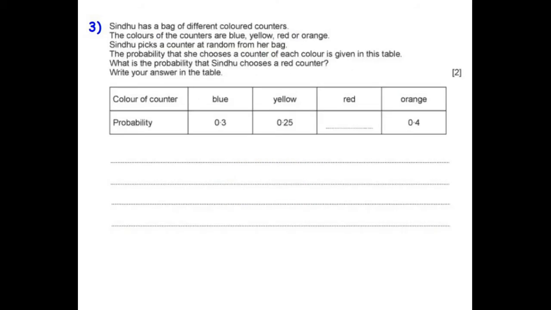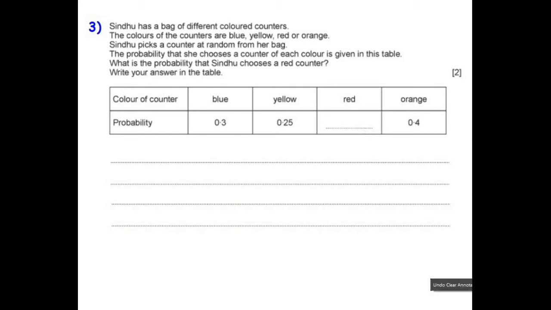Sindhu has a bag of different coloured counters. The colours of the counters are blue, yellow, red or orange. Sindhu picks a counter at random from her bag, and the probability that she chooses a counter of each colour is given in this table. What is the probability that she chooses a red counter? Write it down in the table. So our answer's got to go here. It's got to be in the table.